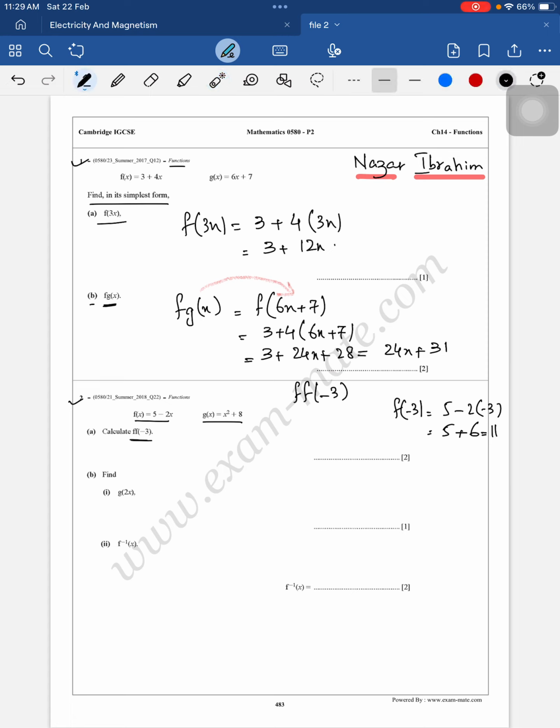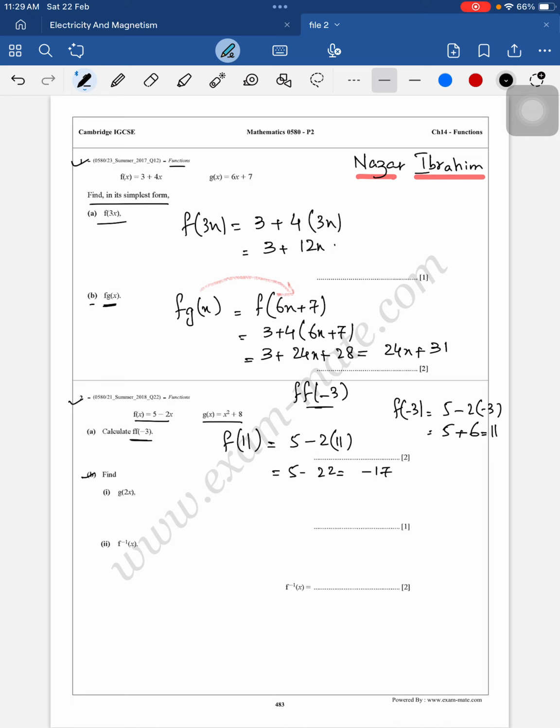So I'll put the value of f(-3) here. So f(11). Now what I'll do, I'll put the value 11 in the function's variable, that is x. So 5 - 2, and in place of x it's 11. So 5 - 2 times 11, which is 22, equals 5 - 22, which is -17. That is the answer. Clear? Okay.